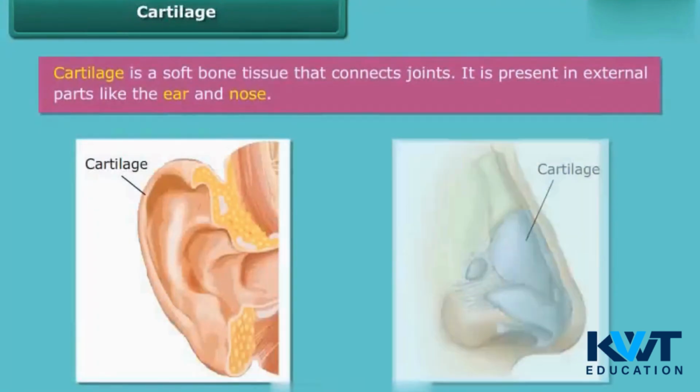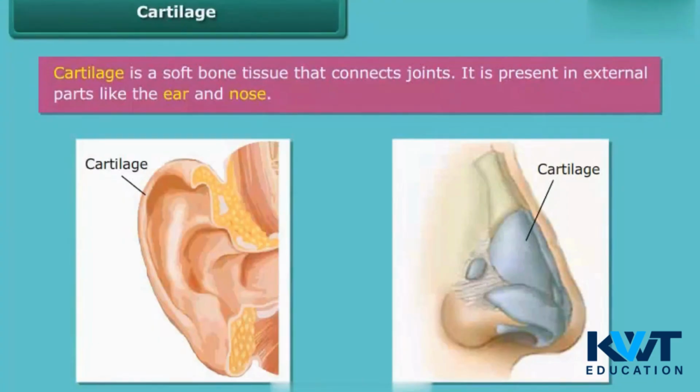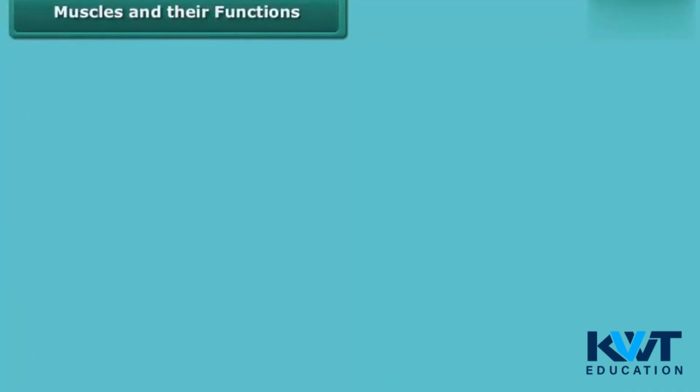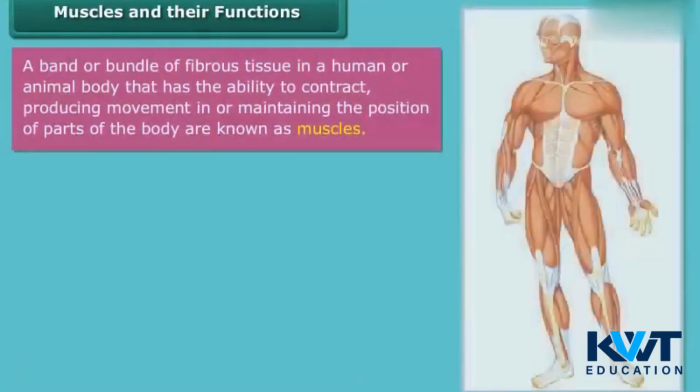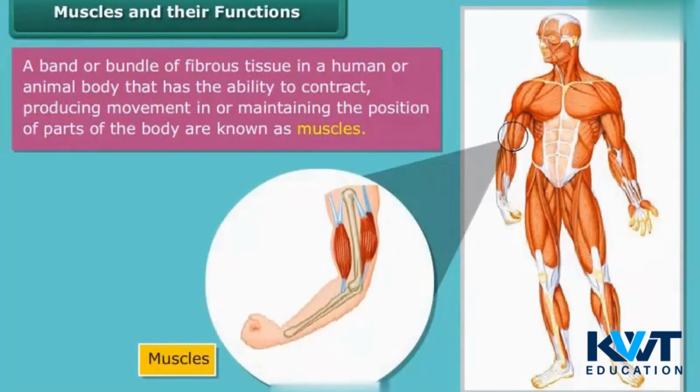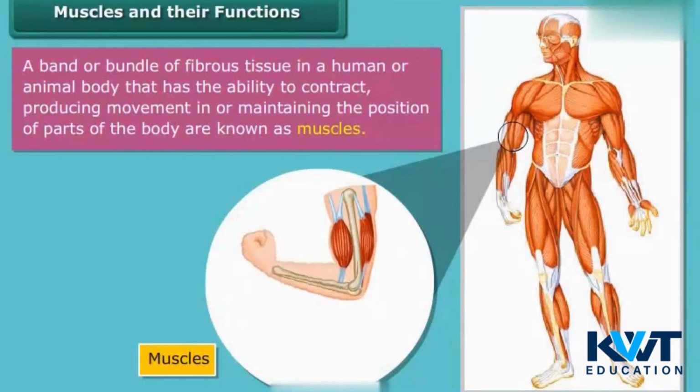Cartilage. Cartilage is a soft bone tissue that connects joints. It is present in external parts like the ear and nose. Muscles and their functions: a band or bundle of fibrous tissue in a human or animal body that has the ability to contract, producing movement in or maintaining the position of parts of the body, are known as muscles. The movement of body is controlled by alternate contractions and relaxations of two sets of muscles.